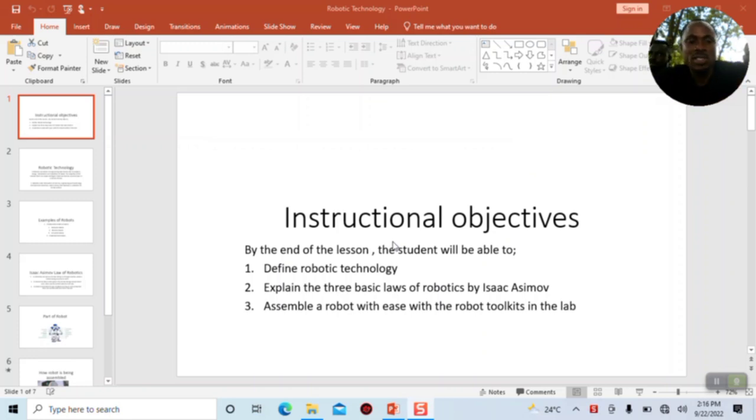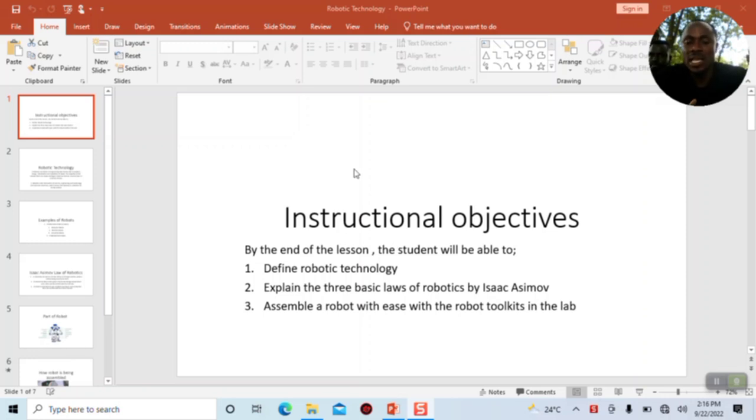Welcome class once again. In our last lesson, we talked about the principles underlying the operations of the components of robots, which brings us to today's lesson, robotic technology.